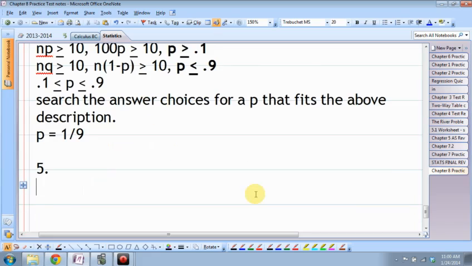Let's look at 5. A dealer of cards at the Sands Casino in Las Vegas. Is the Sands Casino even still there? I don't think so. Selects 40 cards from a standard deck of 52. Let Y be the number of red cards selected. What would describe this setting? Is it binomial?